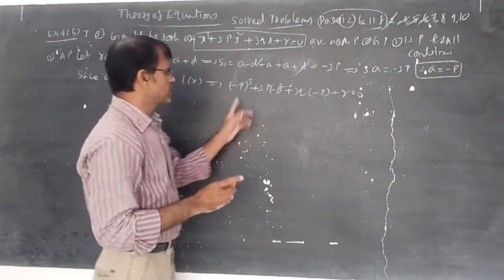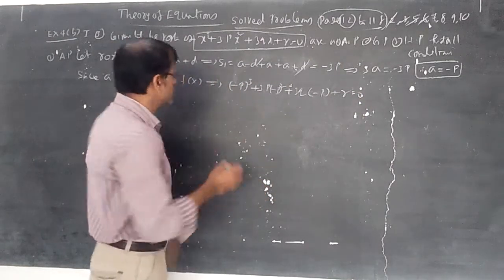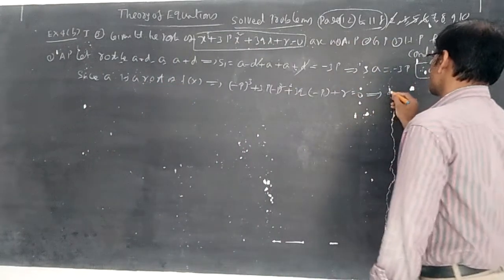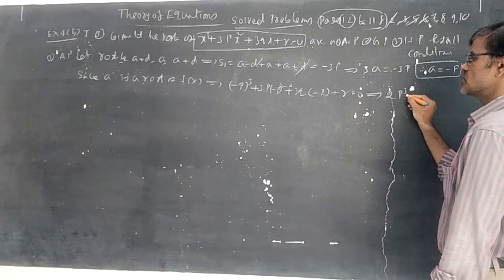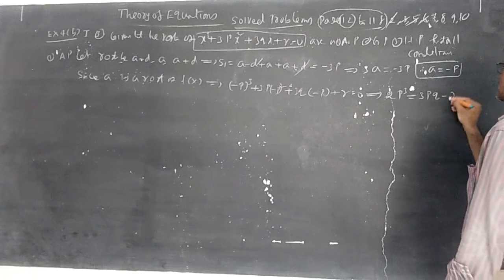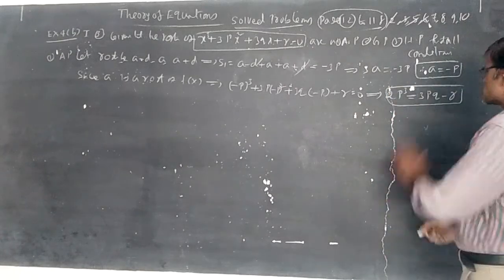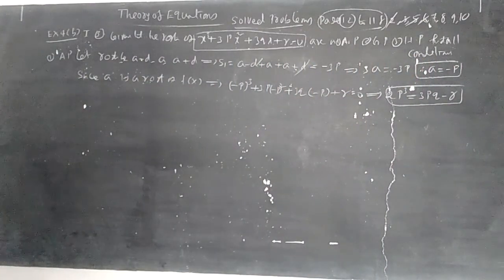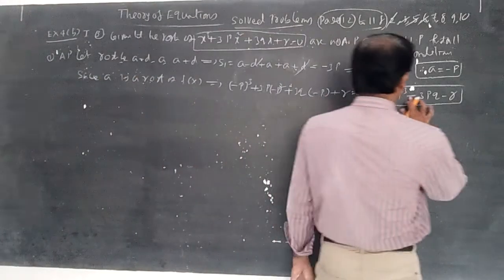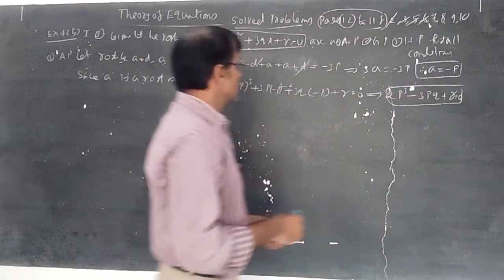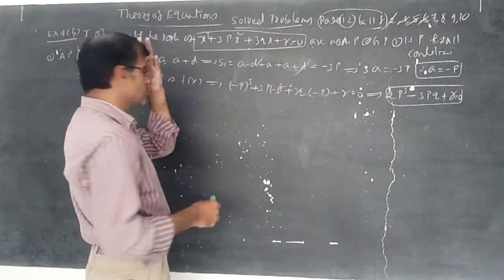So it becomes minus 3pq plus 3p cube minus p cube, which gives 2p cube. That implies the required condition you can write as 2p cube minus 3pq plus r equal to 0. Otherwise 2p cube plus r is equal to 3pq. That is the given formula. Like this, 2p cube minus 3pq plus r equal to 0.